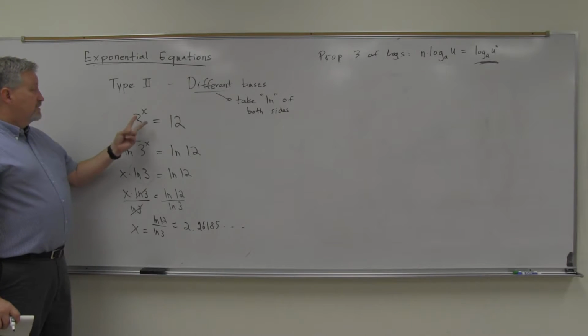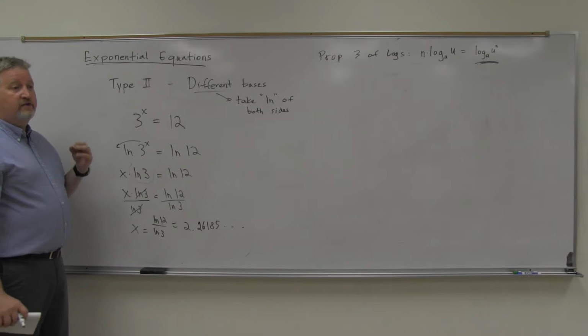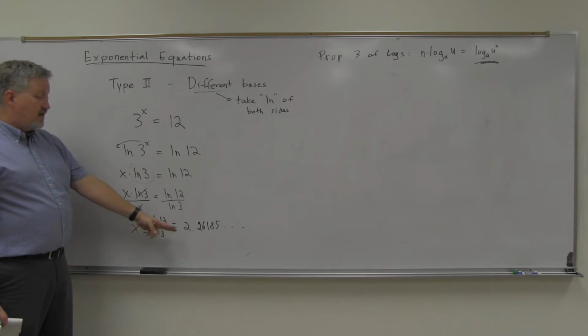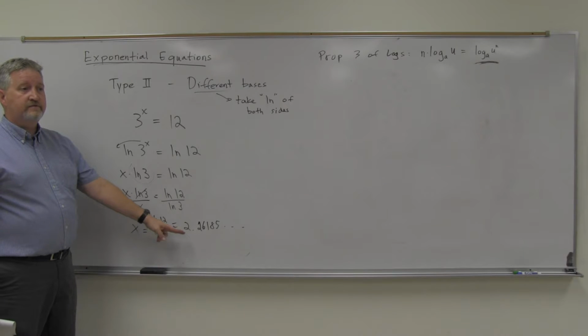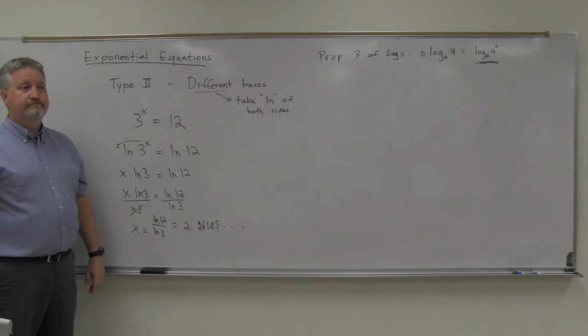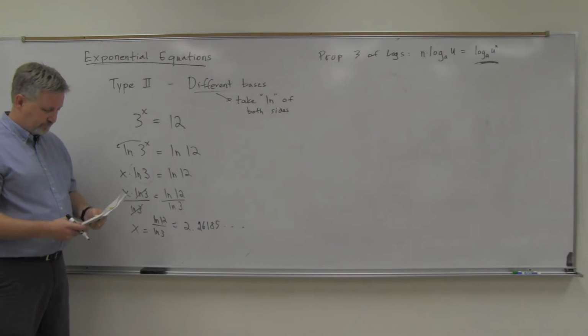like I said, 3 to the second is 9, 3 to the third is 27, so to get 12, yeah, 2 point something makes sense. That's what we need the power of 3 to be. So it makes sense. All right?